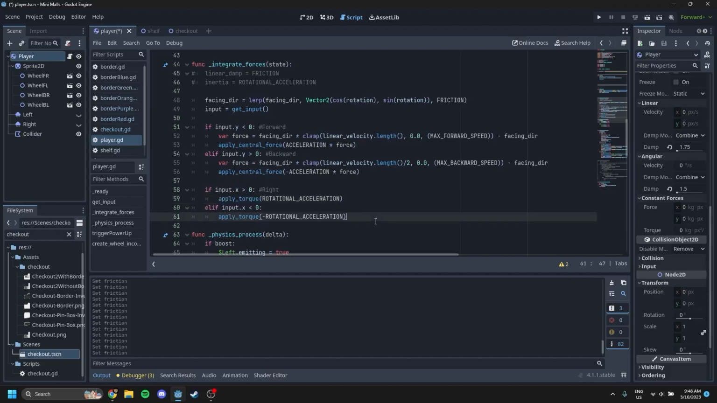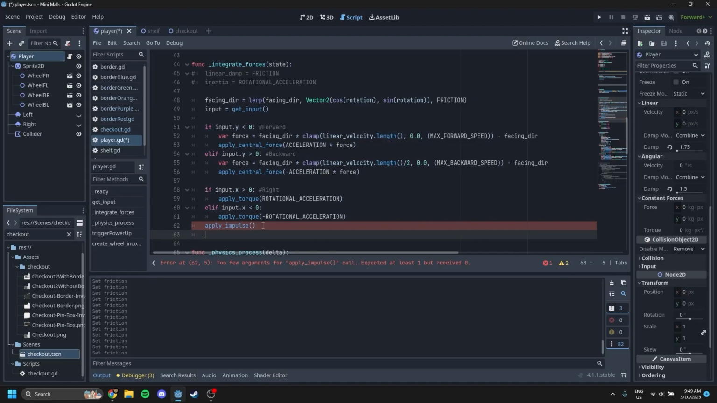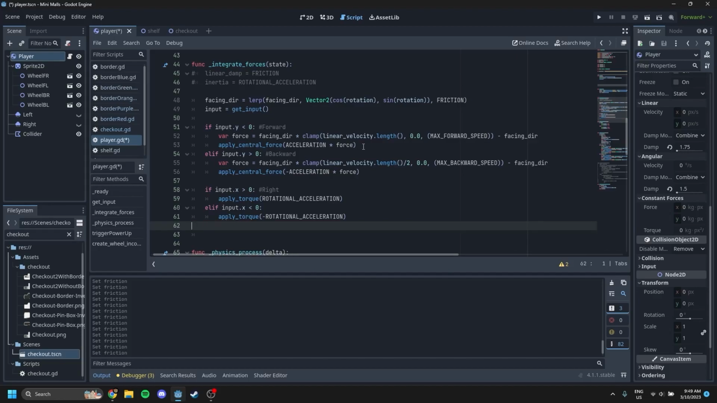There's also another few functions that you can use, namely apply impulse and also apply torque impulse. So these are like apply central force and apply torque, except instead of a constant force, it's only one time. So it's a small hit. This isn't really going to be good for our player because we want, when the user is holding the W key down, for it to consistently go forward instead of just jump forward a small bit one time.